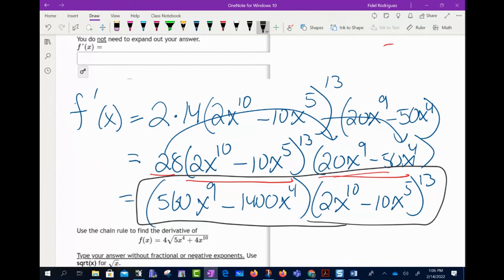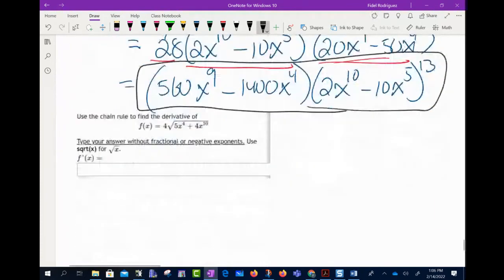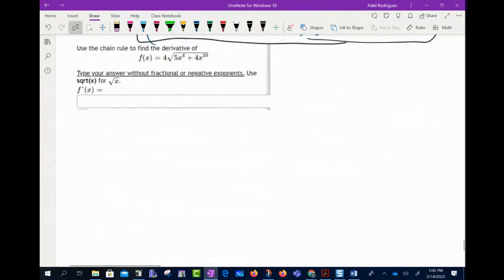All right, so guys, I'm going to go ahead and scroll down to the next one. So again, look, similar problem to what we did before. It says use the chain rule to find the derivative of f of x equals 4 times the square root of 5x to the 4th plus 4x to the 10th. So again, my first step would probably be, let me write it like this.